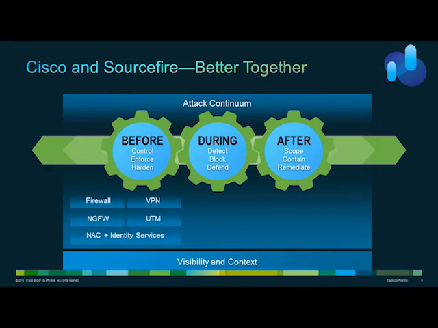Before an attack, defenders need comprehensive awareness and visibility of what's on the extended network in order to implement policies and controls to defend it. Firewalls, virtual private networks, unified threat management, and network access control solutions combine to complete this.